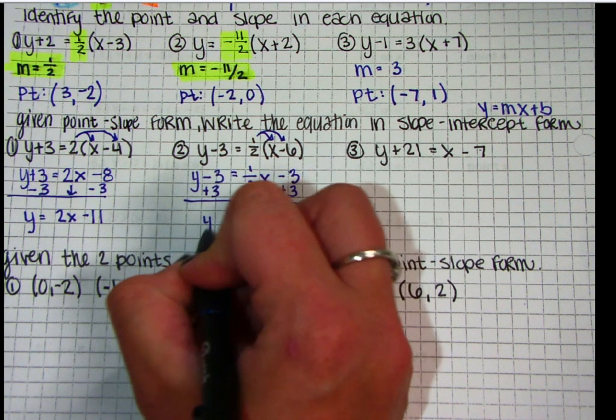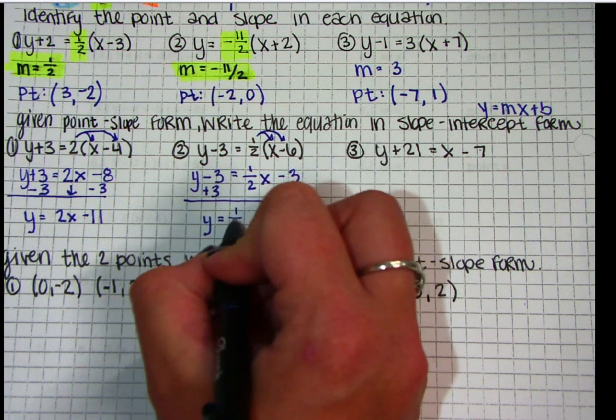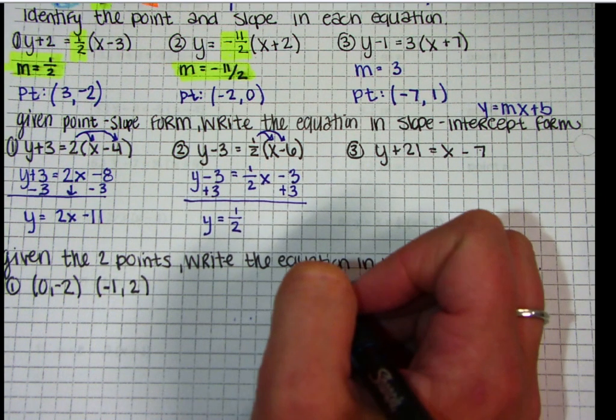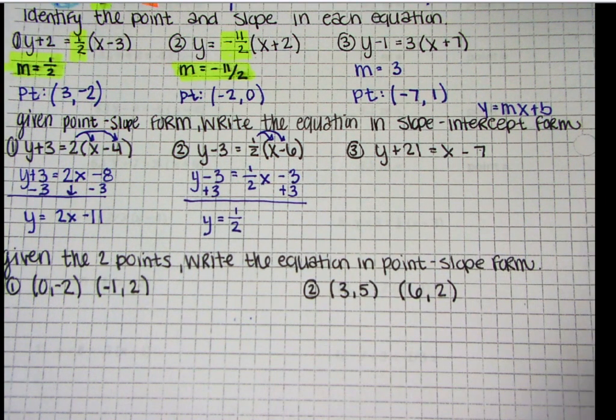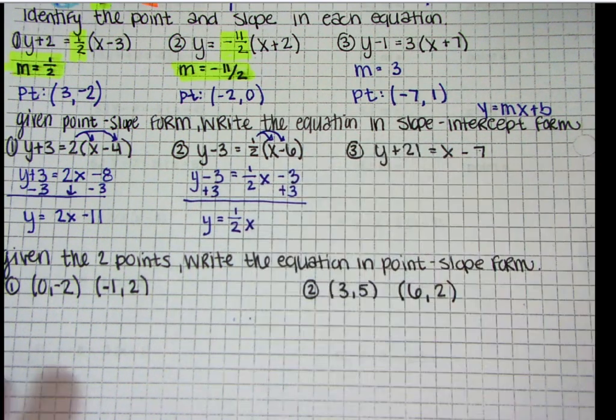So y equals, bring down 1/2 x. What do I need to put after? What's -3 plus 3? 0. Do I have to write 0? Nope. So I'm finished. So all you're doing is isolating y. It's just solving an equation. Distributing and then either adding or subtracting.